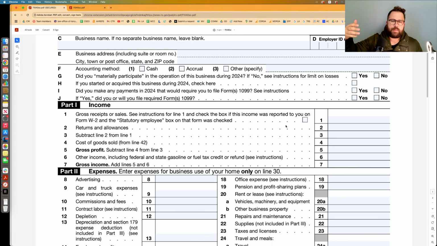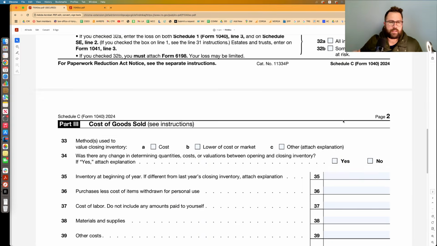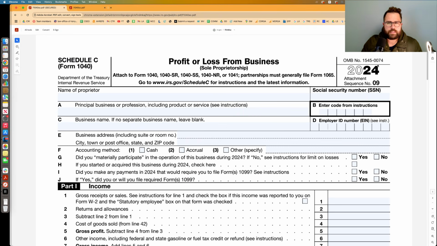Of course, I'm speaking here in general terms. This is not tax advice. I am a tax advisor, I am a CPA, but I'm not your tax advisor. I am not your CPA. I'm just going to be sharing this information with you for general informational and educational purposes.